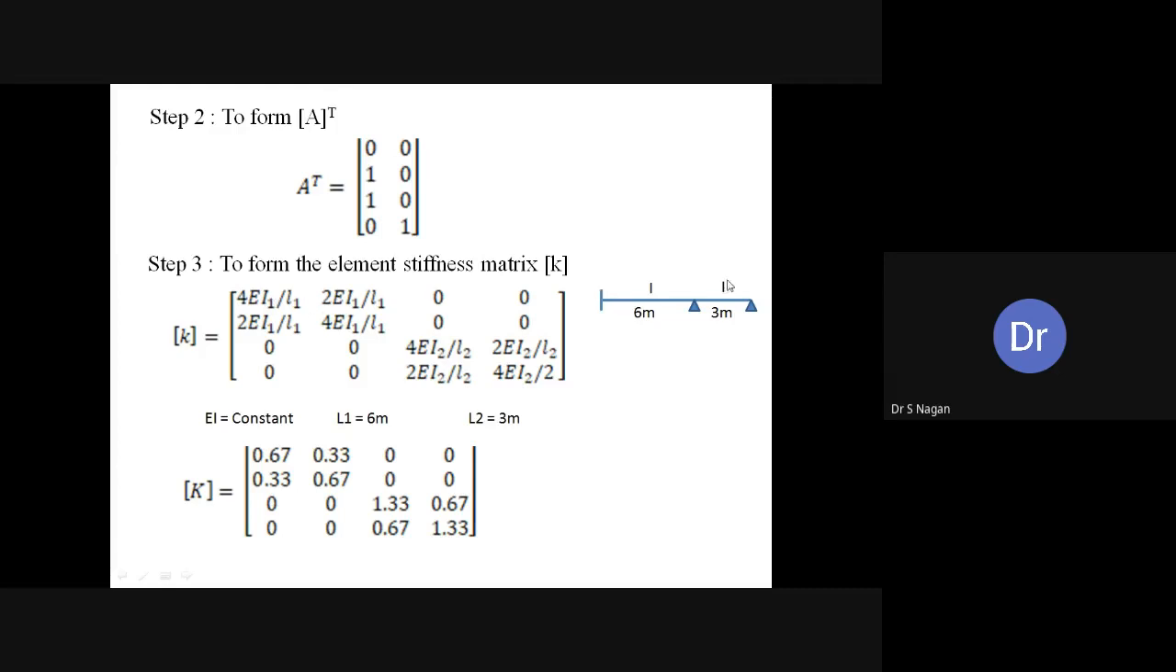Sometimes if this is 1.5I, here I need to substitute 4E into 1.5I by 3. So 4 into 1.5 will be 6, 6 by 3 will be 2. So 2EI I'll be getting. So when you get 2EI or 1.67EI, I take EI as a common term and write outside. And I write only the coefficients. First support, simply support, sir, 4E. Any support, it is not support dependent. Element stiffness matrix is not support dependent.